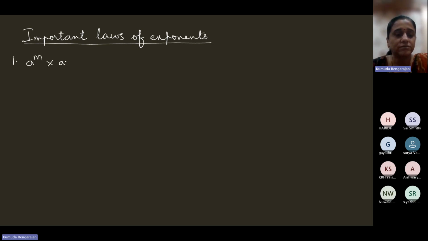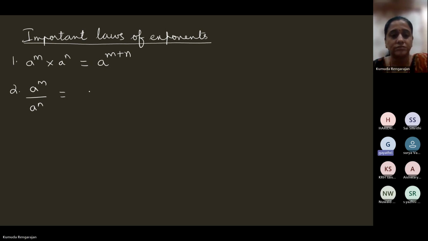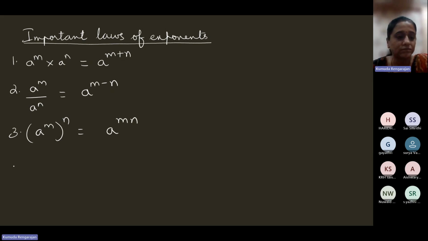Please complete this identity. Complete this law of exponents. A to the power m into a to the power n is a to the power m plus n. Complete this one. A to the power m, the whole power n. A to the power mn. Very good.